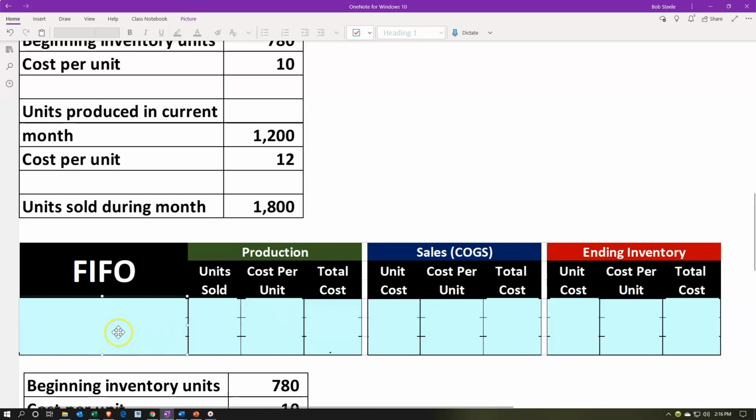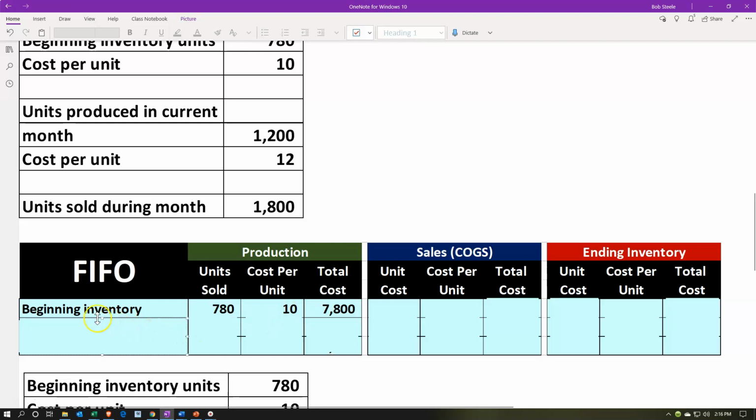All right, so we got the first in, first out. This is probably the method most commonly used here. Beginning inventory in units, we said was 780. We got 780 units. They cost $10. That's going to give us a total of 780 times 10, or dollar amount 7,800. Remember, when we think about the financial statements, we're valuing things in dollars. So obviously we can't put on the financial statements we have 780 units. We have to say we have $7,800 worth of inventory.